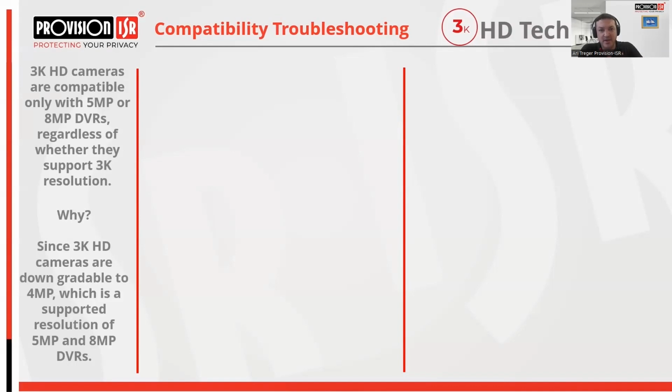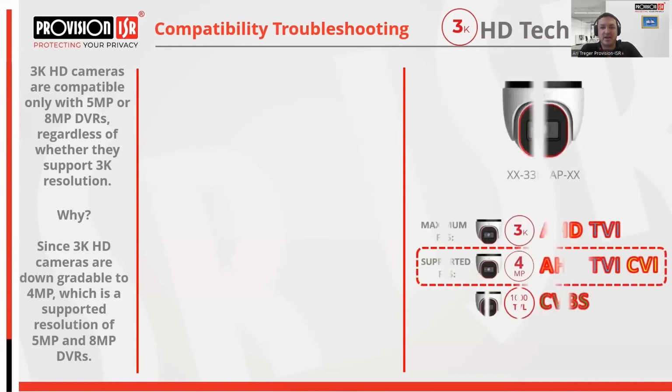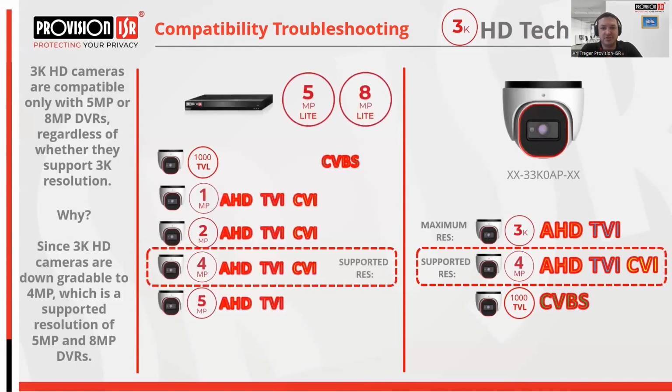To recap, our 3K cameras can output three resolutions, my apologies: 3K, 4 megapixel, and 1000 TV lines, with technologies like AHD, TVI, CVI, and CVBS. For this example, let's use a 5 megapixel DVR, which is compatible with the resolutions of 1000 TV lines, 1, 2, 4, and 5 megapixel cameras.